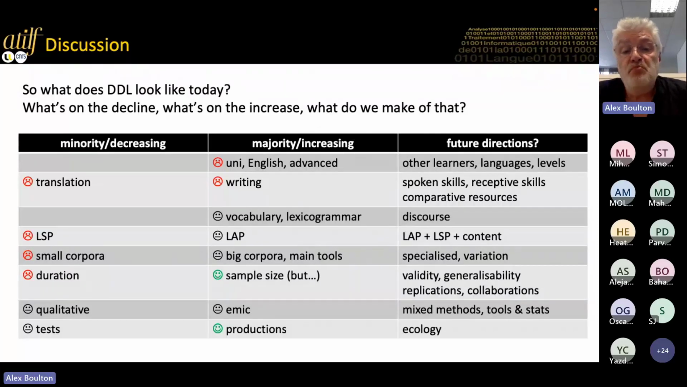Vocabulary and lexicogrammar still dominate, not increasing or decreasing, but they're still dominant. What about discourse? I'd love to see more on that. And I'm involved in a project in France at the moment to see if we can use a data-driven approach to reading legal texts which have been annotated for moves and steps. So that should be quite fun to look at.